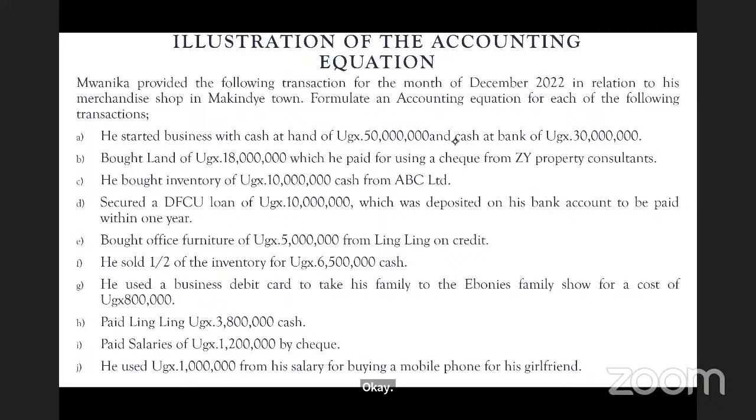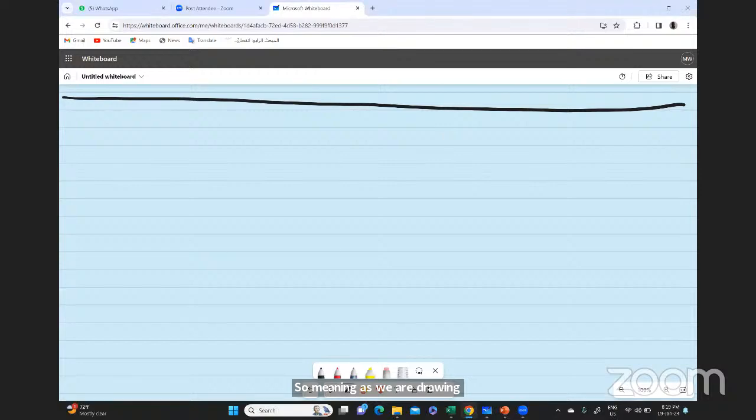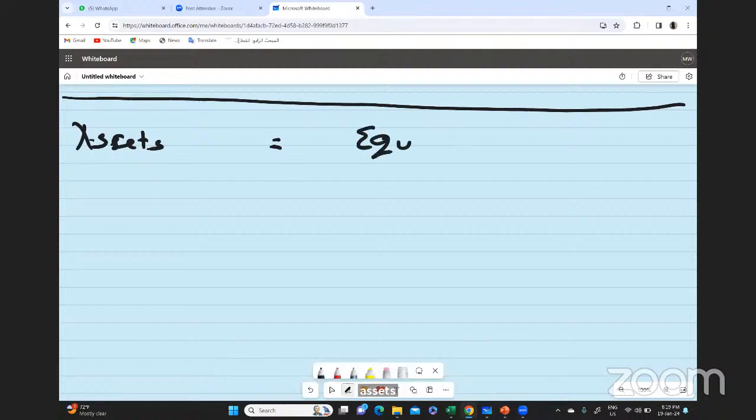Are we together? As long as it is a resource you have used to start a business, that forms capital. So if you are to look for duality from this, we have capital on one hand, which is equity, and then we have economic resources. This time we don't have one resource, but more than one: cash and bank. So as we draw up our accounting equation, we are going to say that our assets equal equity plus liabilities.